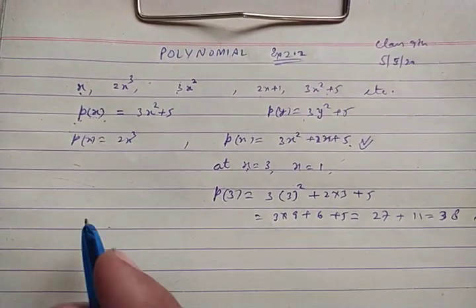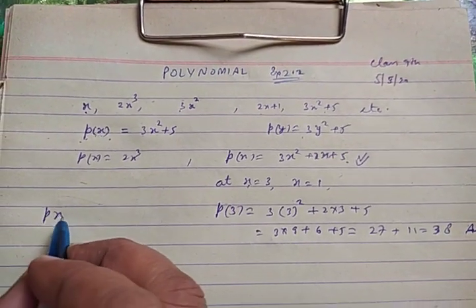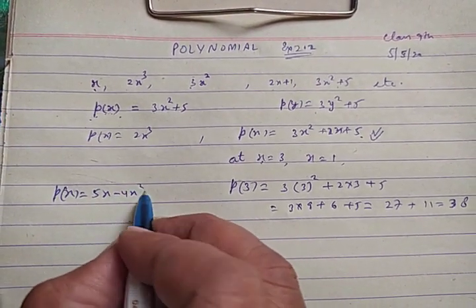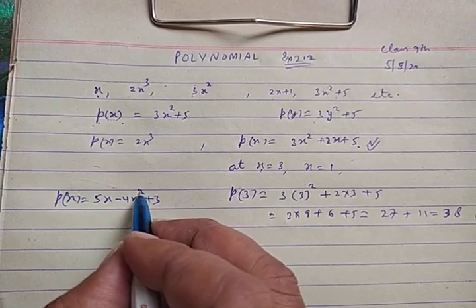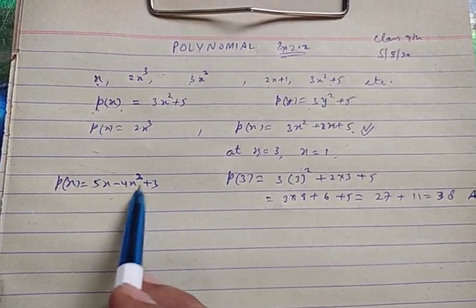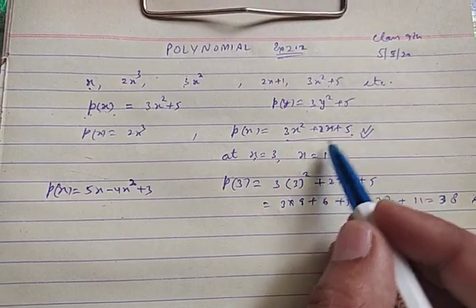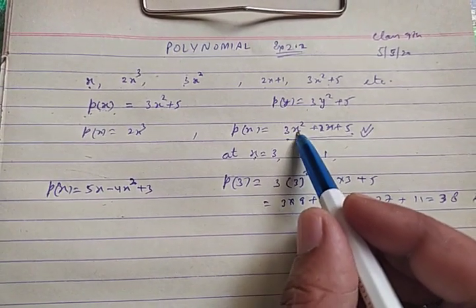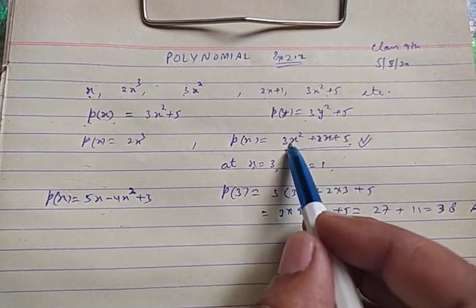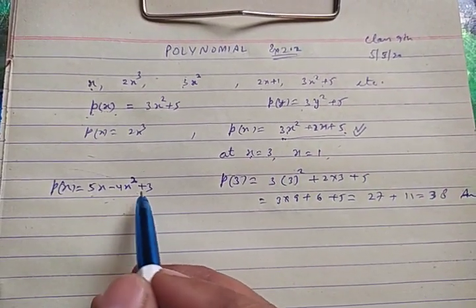Let us take an example of a question of your exercise. Polynomial p(x) has been given, that is 5x minus 4x square plus 3. One thing I am telling you, in this polynomial x square term is not written in the beginning, and I am writing here in this manner. Actually standard form is powers of the x must be in descending order. It means at first the highest power term will exist, then in descending order powers will be. In the question this has been given, doesn't matter.